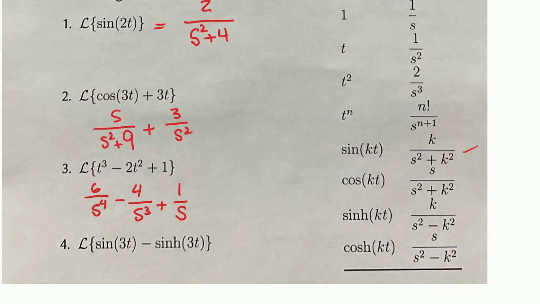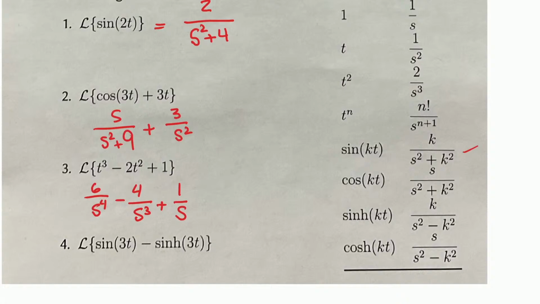If it's a polynomial, you always have one more power in the denominator with the s. So t cubed turns into s to the fourth, t squared turns into s cubed, t to the 0 turns into s, t to the 10th would be s to the 11th, and then in the numerator, you always put the factorial of whatever number is here. That's because if you were to do this using an integral, you'd end up using integration by parts and getting a factorial.